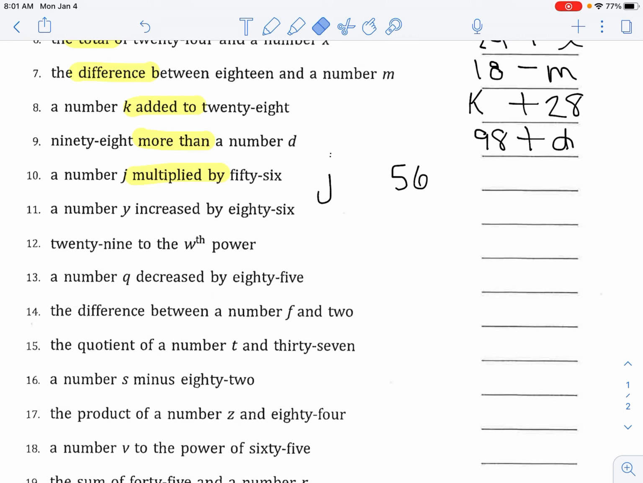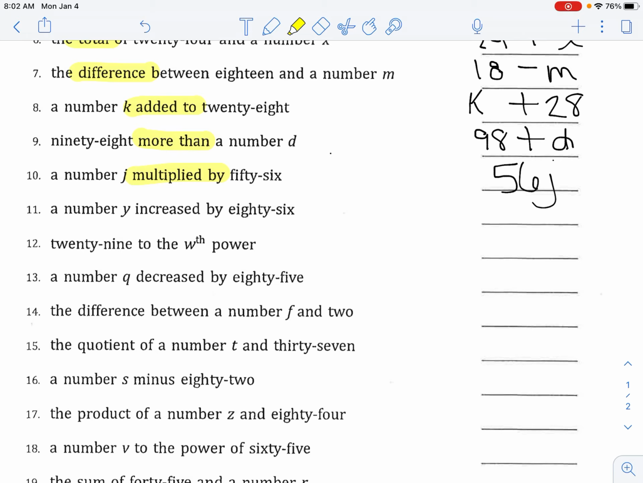So we know we could use a dot. That also means times, or we could use parentheses. That means j times 56. But the preferred way to write this is simply 56j. Whenever you have a number sitting right beside a variable in algebra, that always means multiplication. So multiplication is the only operation which we actually don't have to have an operation sign.